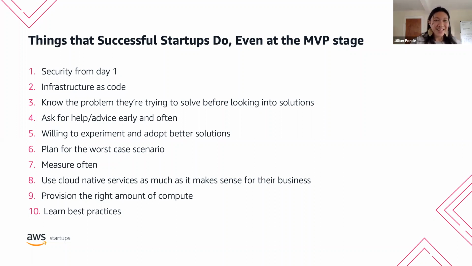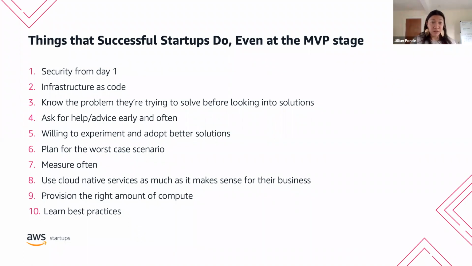All right, number 4: successful startups ask for help and advice early. And they do it often. It could just be asking a solutions architect, hey, this is what I'm thinking, can you help me? Hey, this is where I want to go with my business, can you help me here? They're always willing to ask for help and advice. And as a result, they're able to grow faster, instead of assuming that they know it all, or doing their research on their own and not asking for help, which actually ends up slowing them down.